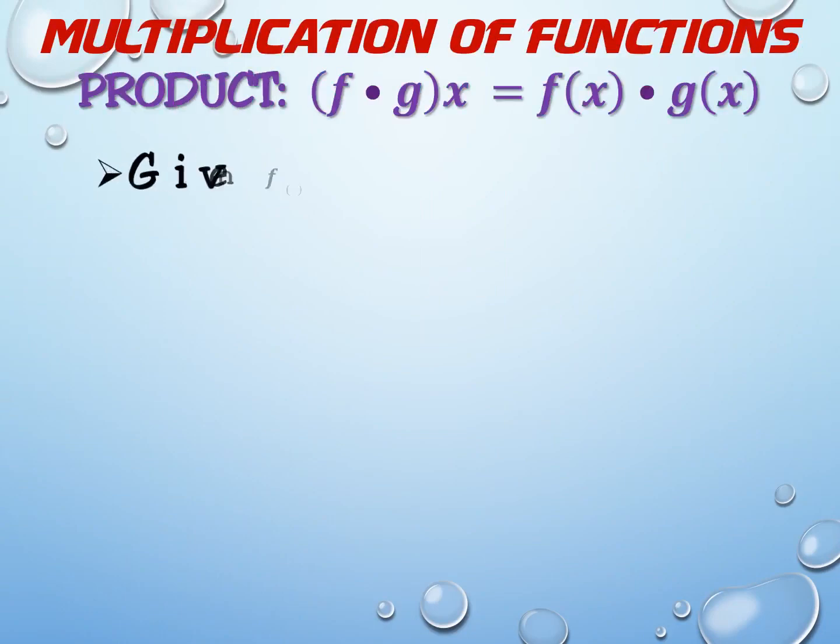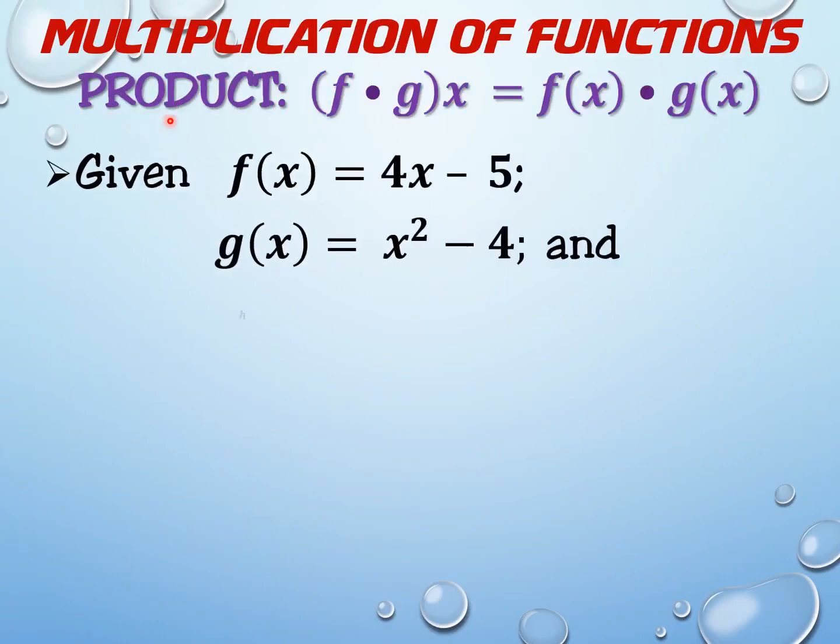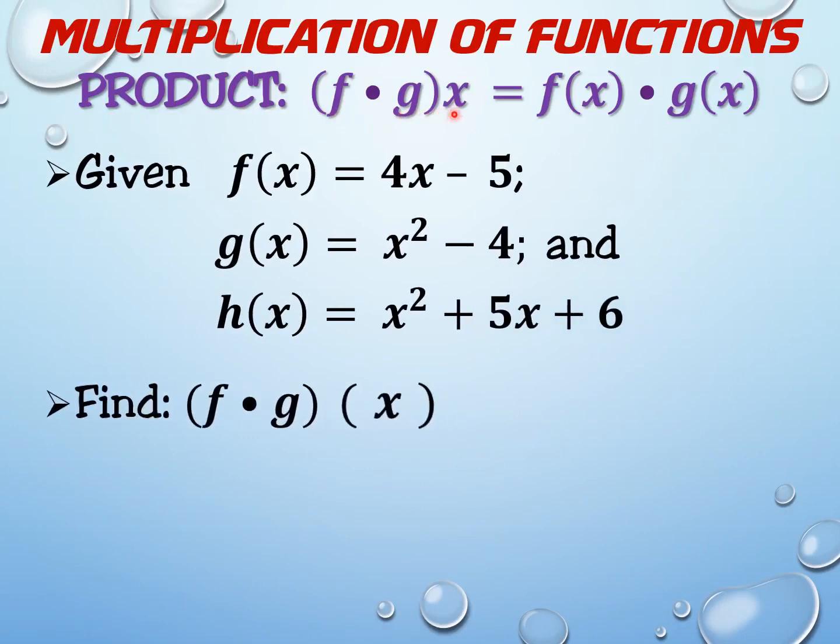Okay, let us proceed now to multiplication of functions. So for the product, we have f times g of x is simply equal to f of x times g of x. So we have the same given again, but you are asked to find f times g of x and g times h of x.